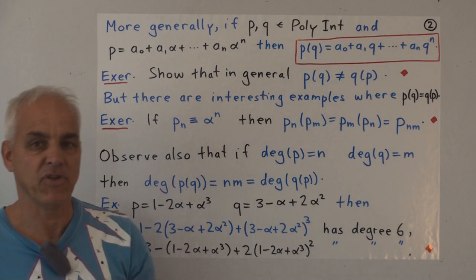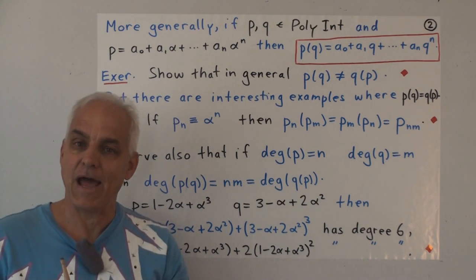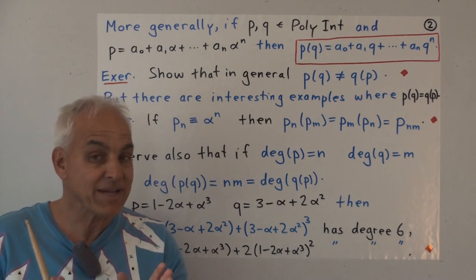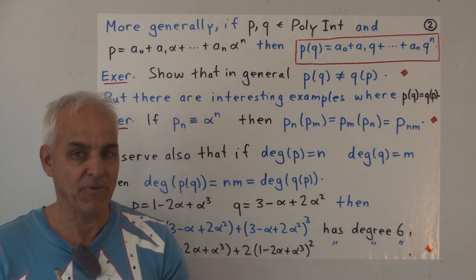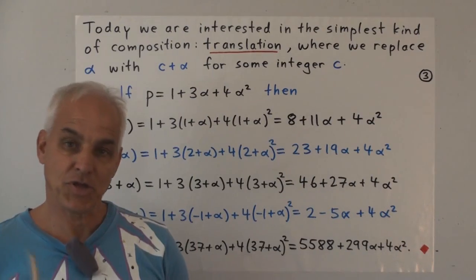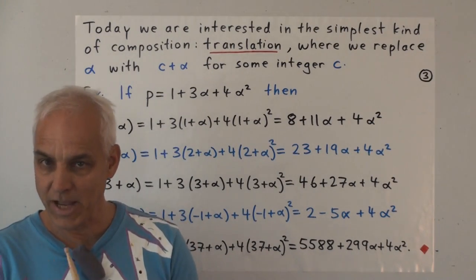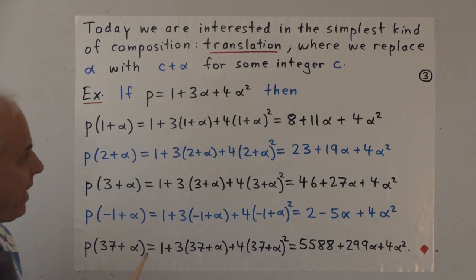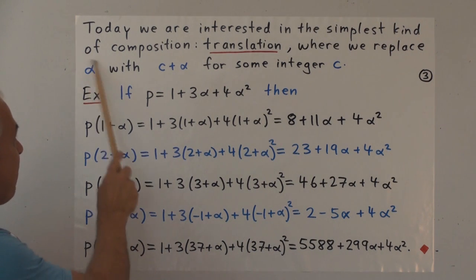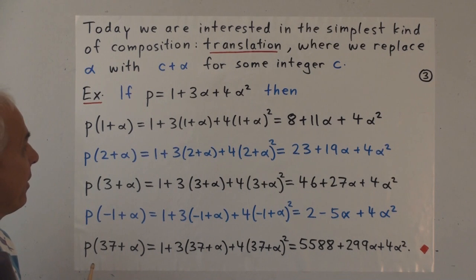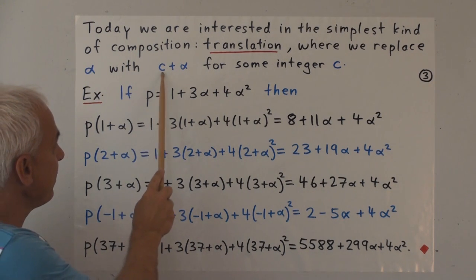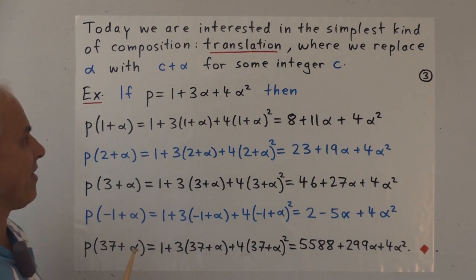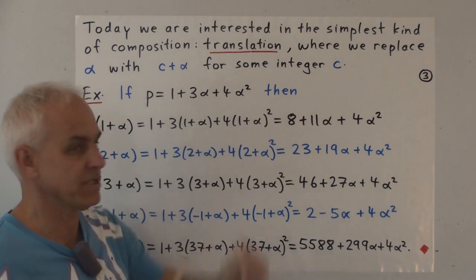So that's general composition, but today we're going to be looking at a rather special case of composition. So a very simple kind of composition. The kind of simple composition that we're going to look at today is called translation. And that's what we get when we replace the alpha in a polynumber with the very simple polynumber c plus alpha for some integer c.